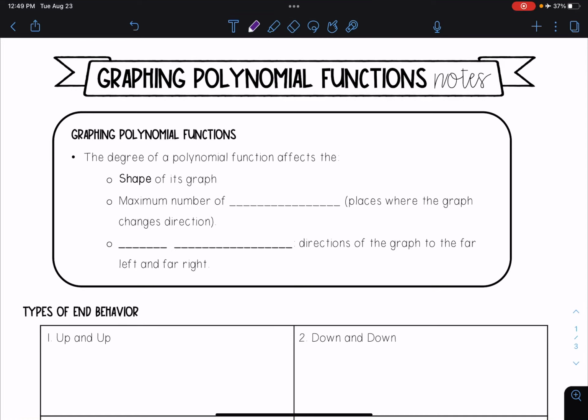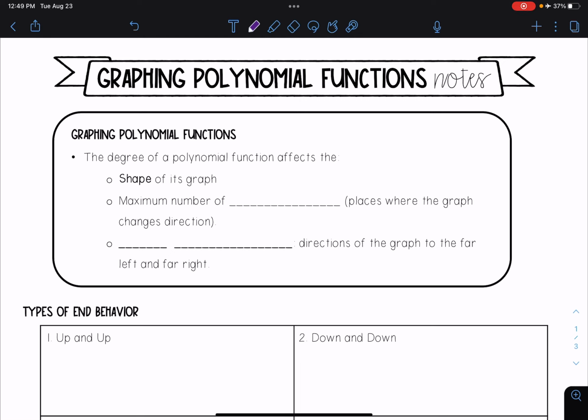Hello everyone, today we're going to be talking about graphing polynomial functions. Polynomial functions can have all sorts of different degrees, like we've learned about linear, which has a degree of 1, quadratic, cubic, quartic, quintic, and so on. And we see that the degree of a polynomial function affects several aspects of the graph.